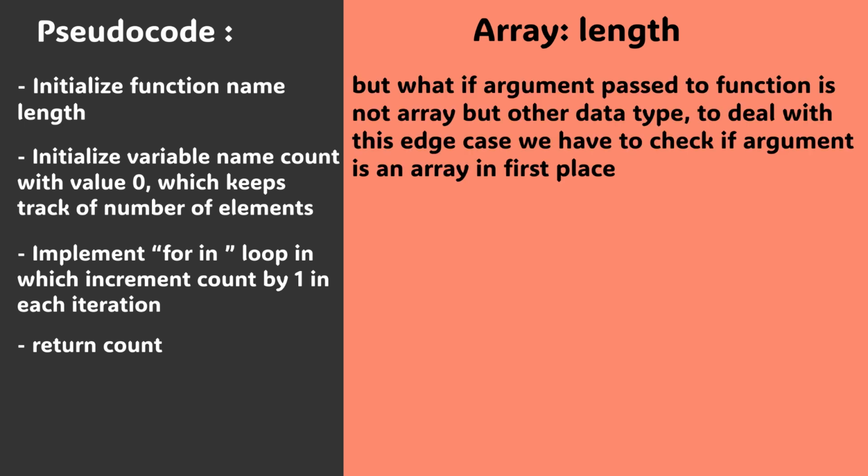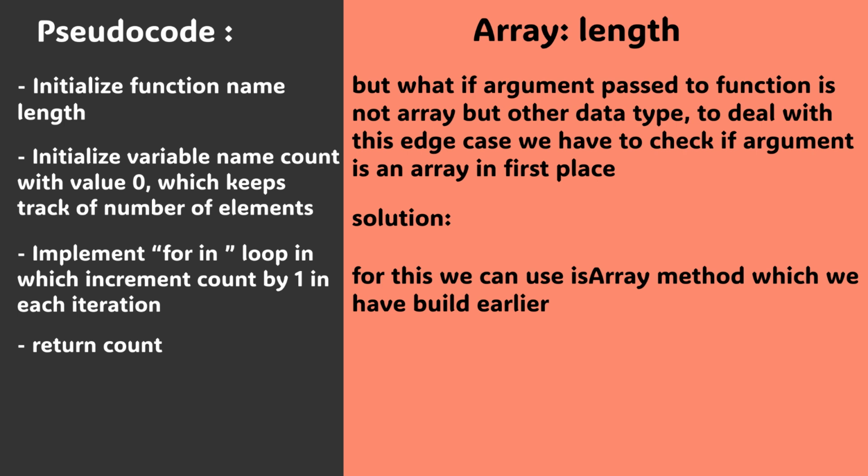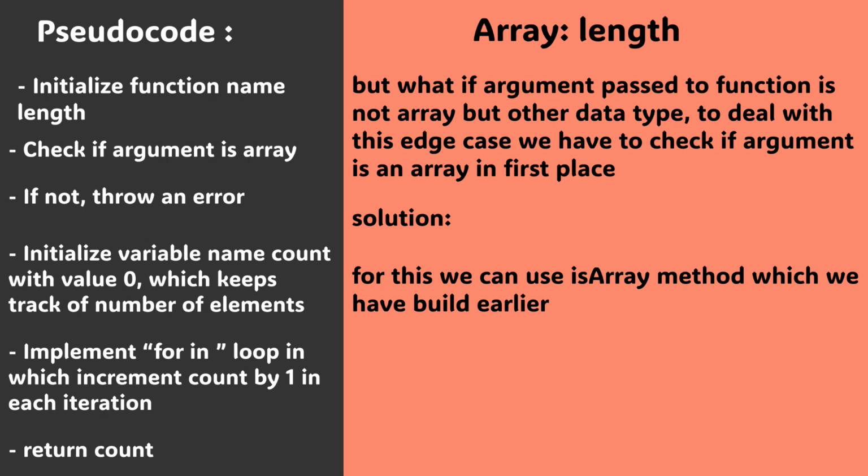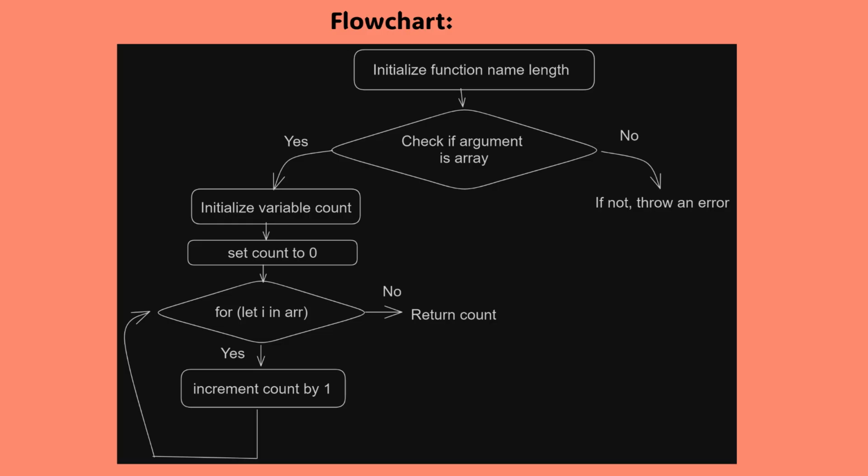But what if the argument passed to the function is not an array but another data type? To deal with this edge case, we have to check if the argument is an array in the first place. Now, I will encourage you all to think, how can we check if the given argument is an array? Pause and ponder. Well, for this we can use the isArray method which we have built earlier. Now, modifying the code. Check if the argument is an array. If not, then throw an error. Here is the flowchart representation of the algorithm.